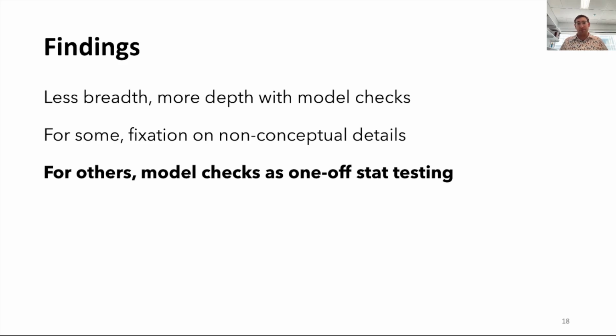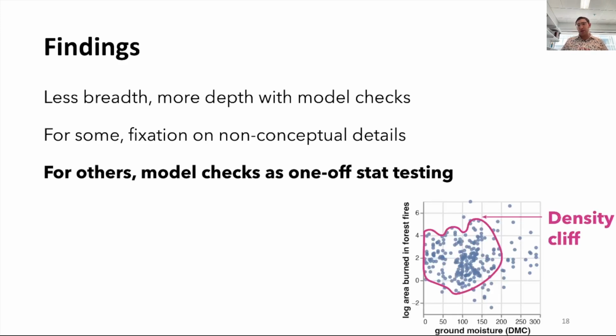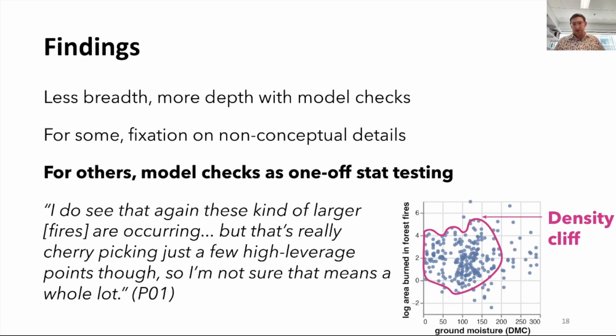When making visual inferences, users seemed to imagine a boundary around high-density regions of distributions. We dubbed this boundary the density cliff and observed that participants placed outsized importance on values past the edges of the cliff. One participant seemed particularly self-aware about this. He said, "I do see that, again, these kinds of larger fires are occurring, but that's really cherry-picking just a few high-leverage points, though, so I'm not sure that it means a whole lot."